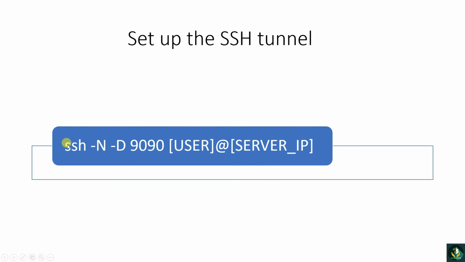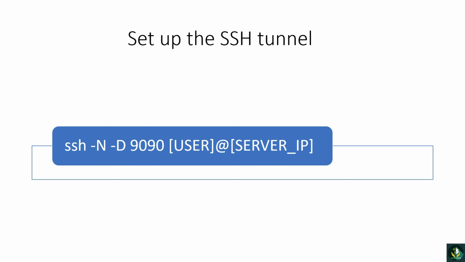So SSH, as you know, is the SSH command, and -N tells SSH not to execute a remote command. The -D 9090 opens a SOCKS tunnel onto the specific port number, this one, and user@server-IP is your remote SSH user and server IP address. To run the command in the background, just use the -f option.